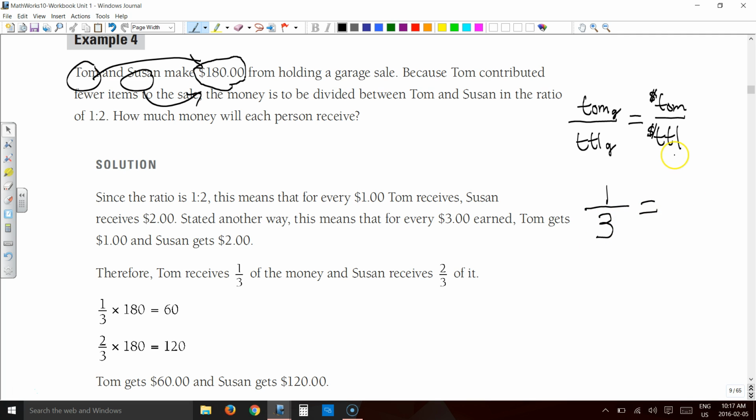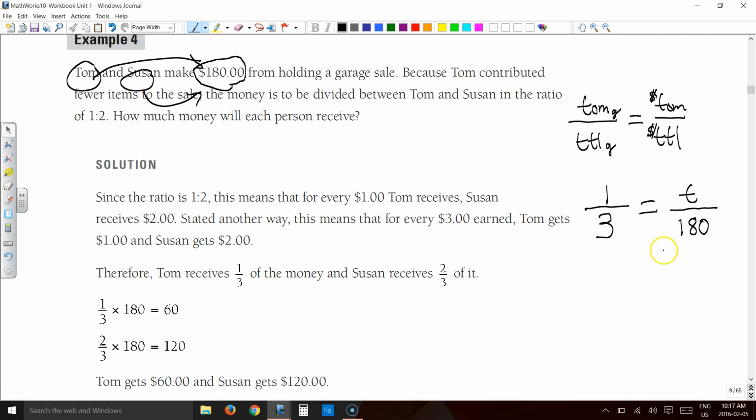And then in terms of money, we don't know how much Tom makes. So let's just leave that as Tom's amount. And we do know how much total was made, which is $180. All right? So now we've got this thing set up in a way that we already know how to do it. Why reinvent the wheel? Let's just use a proportion. You guys can cross multiply and divide. And if you don't remember how to do that, just look up one of my previous videos. I think it's example 2 in 1.1. And it shows you how to cross multiply and divide.